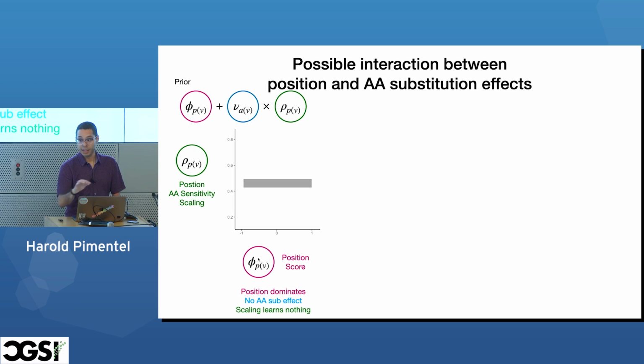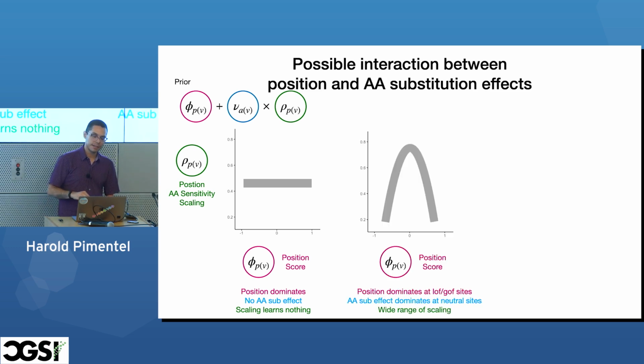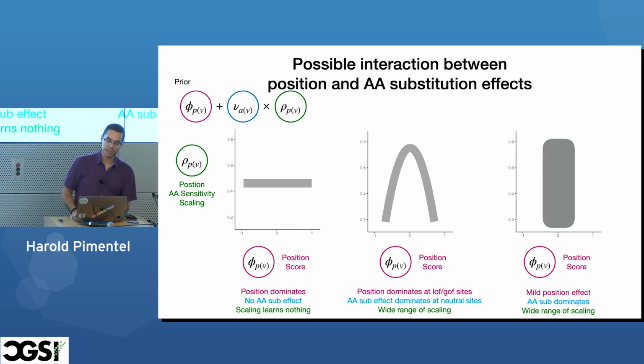If I were to plot across the entire protein the position score versus the amino acid sensitivity score, it could look something like this, which means that there's effectively no amino acid sensitivity. That could be a thing. Anytime I break some specific position, it breaks it. It doesn't matter what the amino acid is. The other thing I could expect is something like this: at really strong gain or loss of function, I end up with very little amino acid sensitivity, but when there are more neutral effects on average at some specific position, I might be more sensitive to specific amino acid substitutions.